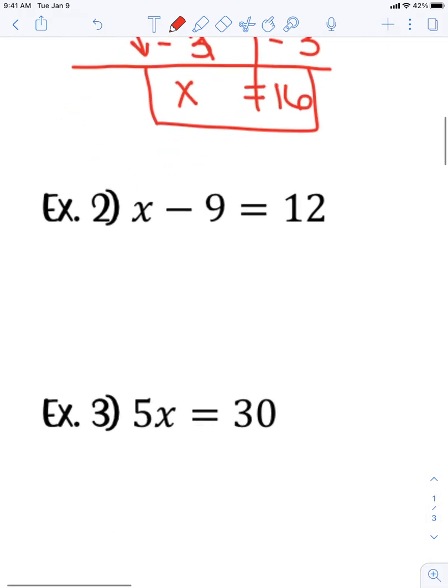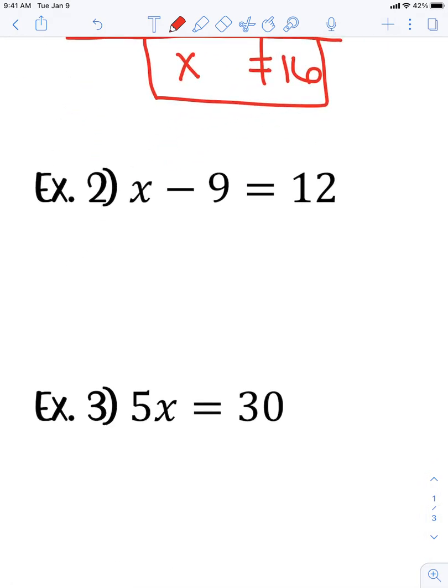Okay, going on to example 2, I have x minus 9 equals 12. Notice now I have a minus sign, so the inverse operation of subtracting is addition. So again, draw a line through the equal sign. I'm going to do the opposite, and now I'm going to add 9. And what I do to one side, I must do to the other, so I add 9 again.